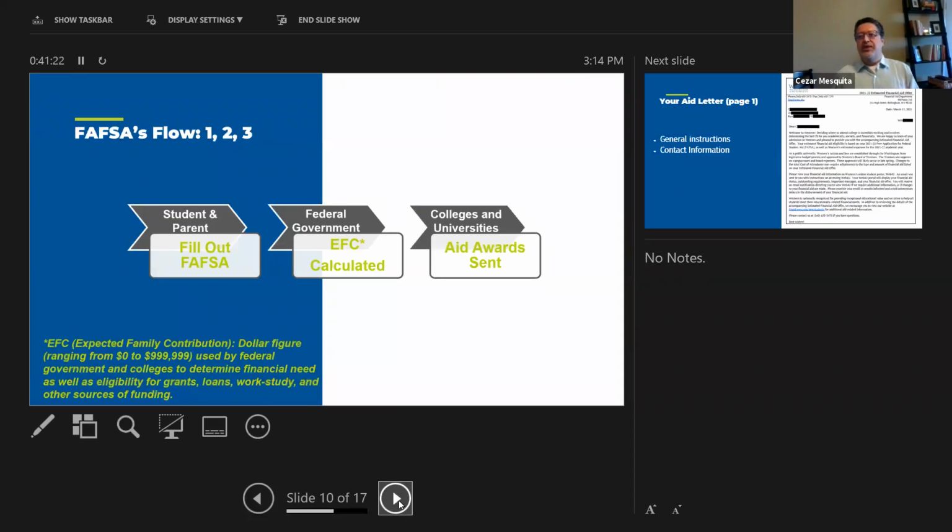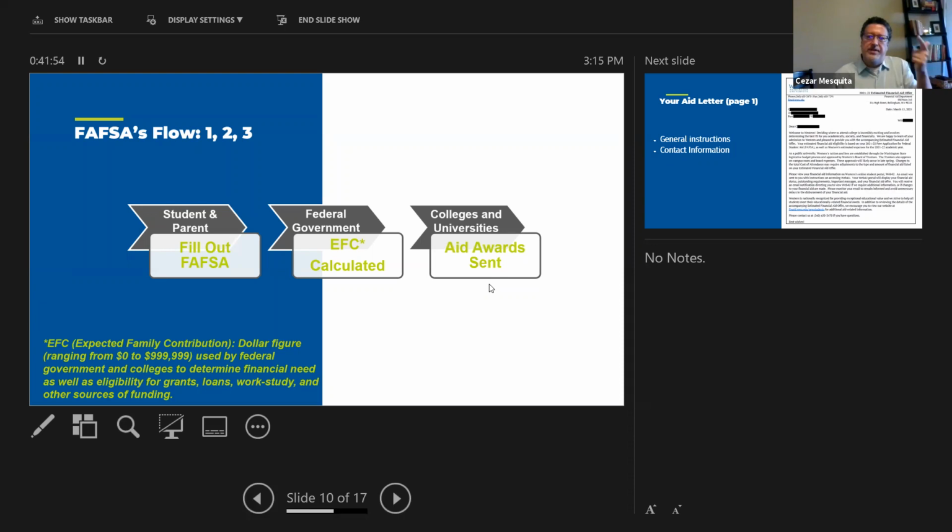FAFSA flow, 1, 2, 3, just to break it down very simply. How it works is that, number 1, students fill out the FAFSA with their parents' information, right? Income and asset information from the family. Students do their part. The federal government does its part. The federal government figures out what the EFC is. EFC, you see the definition down here. It's a dollar figure that the colleges and universities, doing their part, will use to determine aid eligibility.